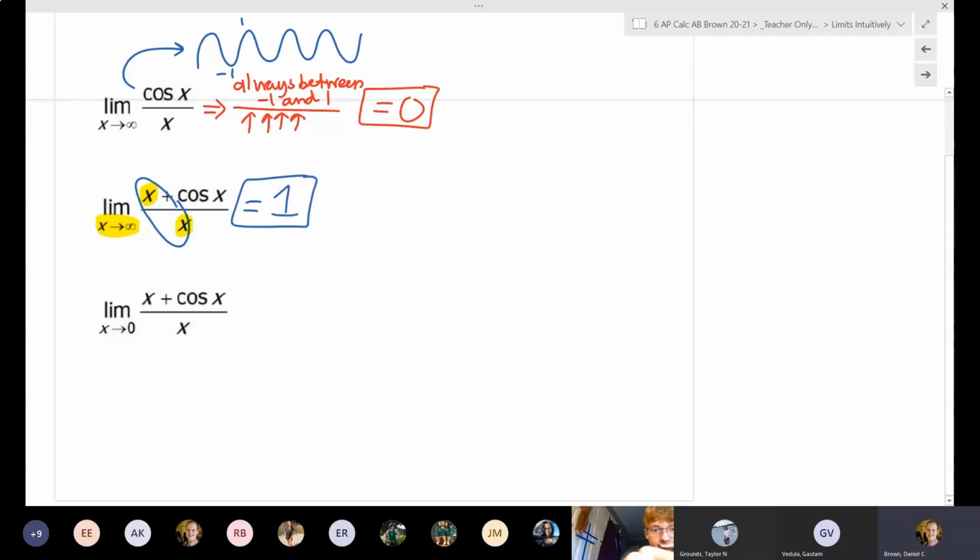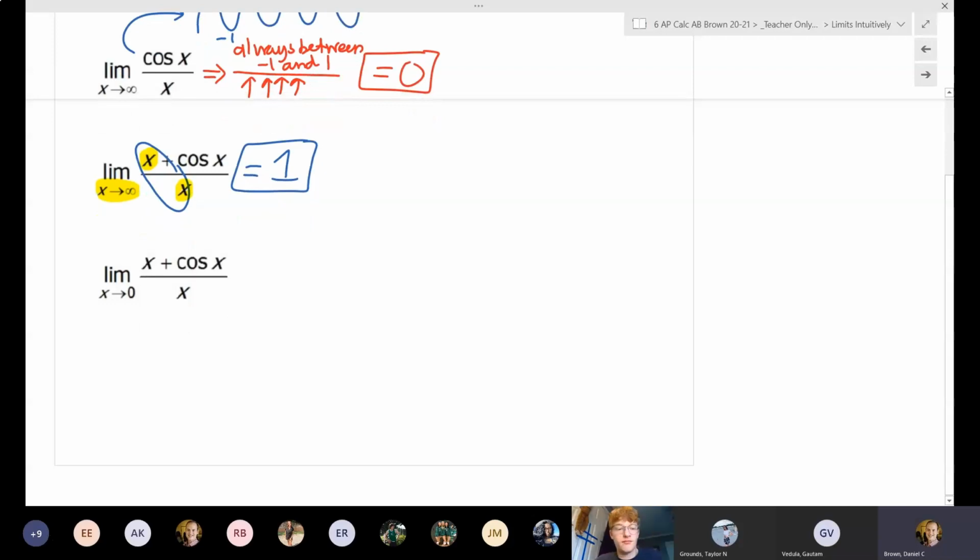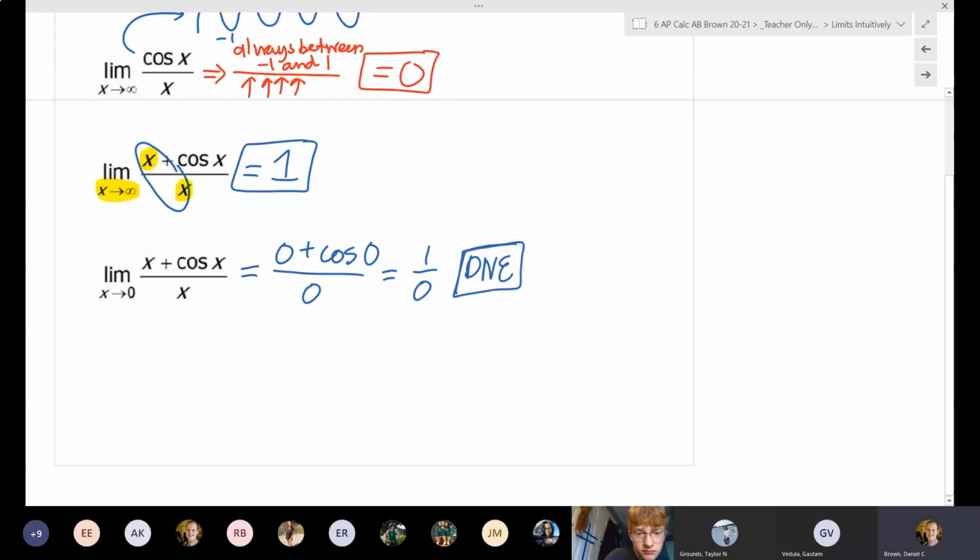And this last one I put on here, and this is where I'm going to stop today. Please don't get used to just always doing what matters most. You can only do what matters most when you're going towards infinity. For example, if you did what matters most for this problem, you would get 1 again. But since we're not going to infinity, we do want to make sure we plug it in. Cosine of 0 is 1. We get 1 over 0, so the answer would be DNE. I just threw that one on there to remind us how all of this works.